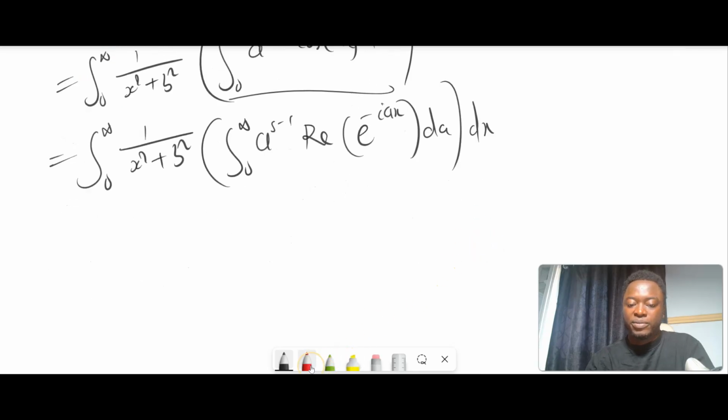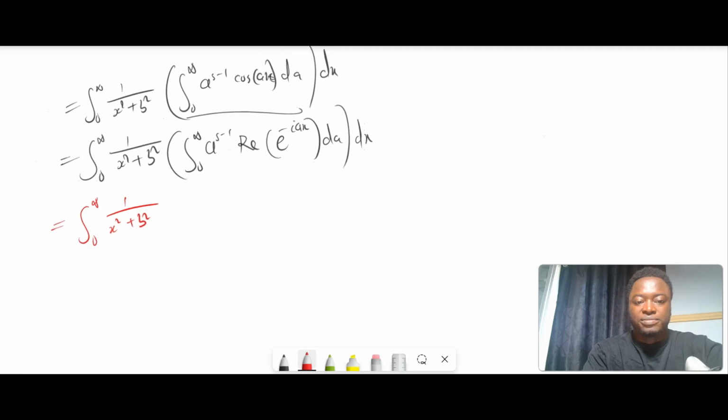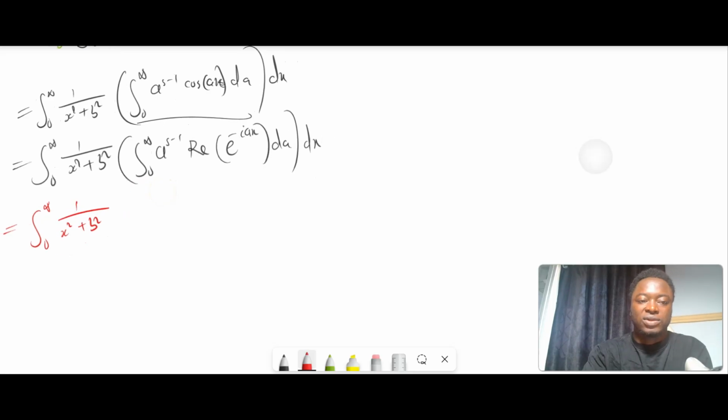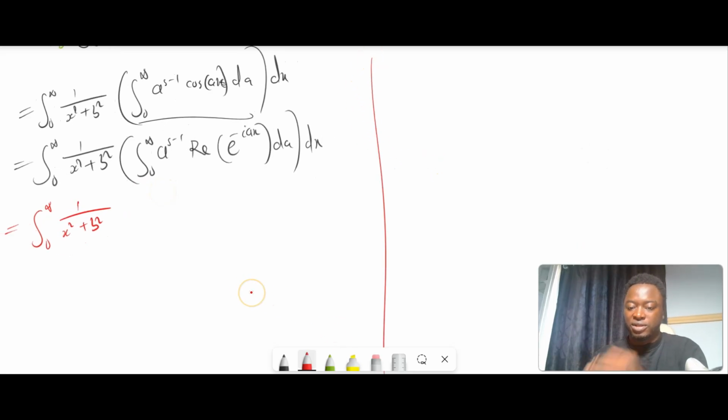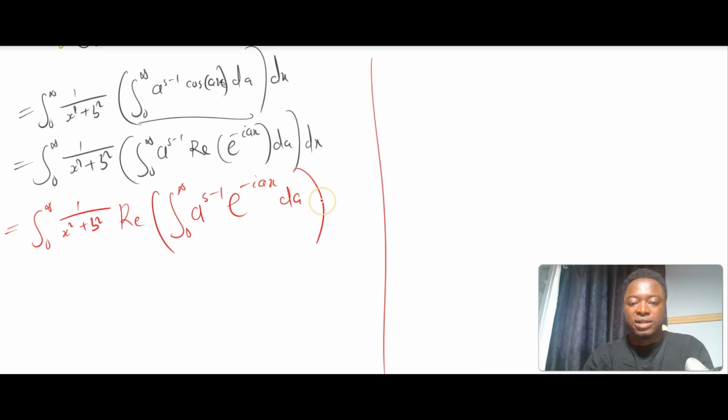So if you continue from here, you could write this as the integral from 0 to infinity of 1 over x squared plus b squared. So let me shrink this a bit so the solving can fill up the page. So you would have the integral from 0 to infinity. I want to demarcate it so I don't burn too many pages here. Then you have the real part of the integral from 0 to infinity of a to the s minus 1 e to the negative iax da and then dx.